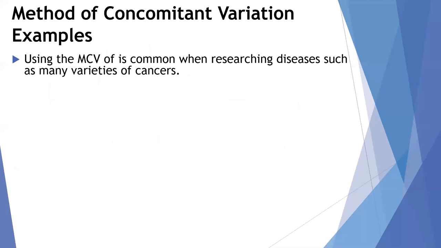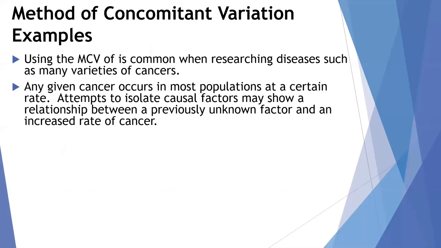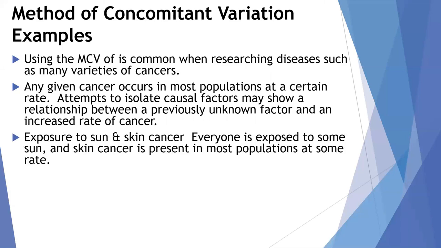So, using the method of concomitant variation is common when researching diseases such as many varieties of cancer. Any given cancer occurs in most population groups at a certain rate. Some cancers occur in some groups at a higher rate and some at a lower rate. So attempts to isolate causal factors might show a relationship between a previously unknown factor and an increase in the rate of a cancer. So, for example, exposure to sun and skin cancer.